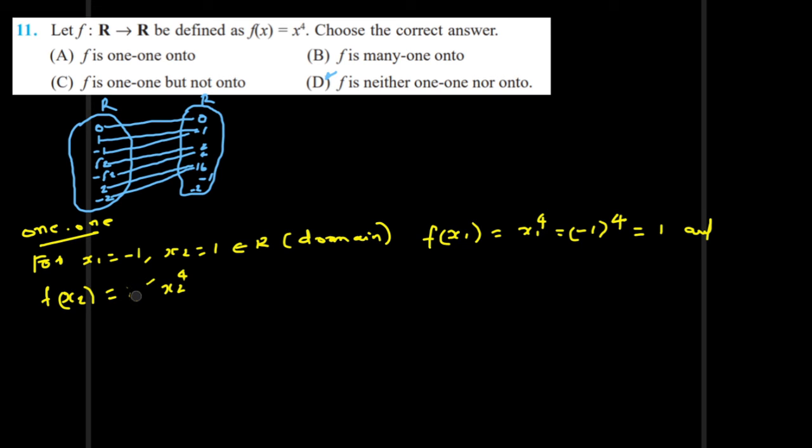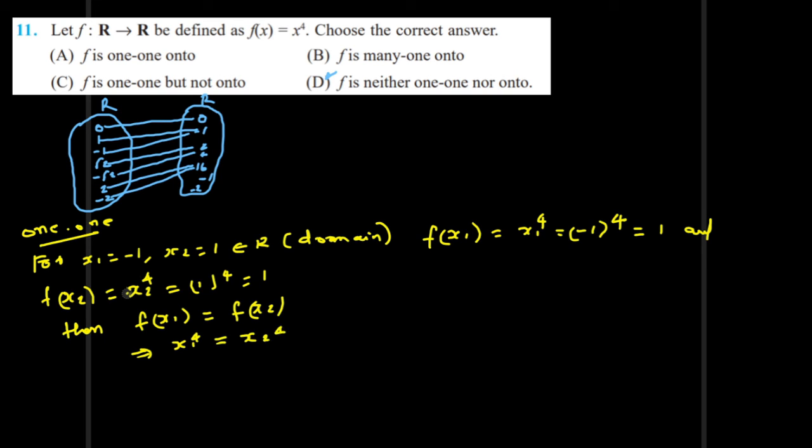x2 raised to 4 equals 1 raised to 4, equal to 1. Then f of x1 equals f of x2. This implies x1 raised to 4 equals x2 raised to 4, that is minus 1 raised to 4 and 1 raised to 4, which equals 1.